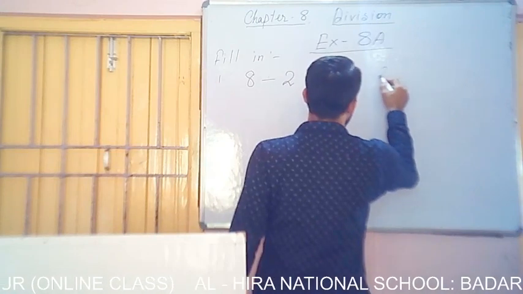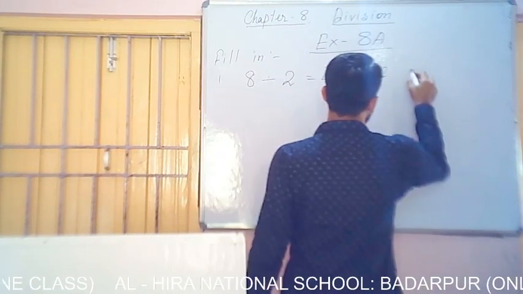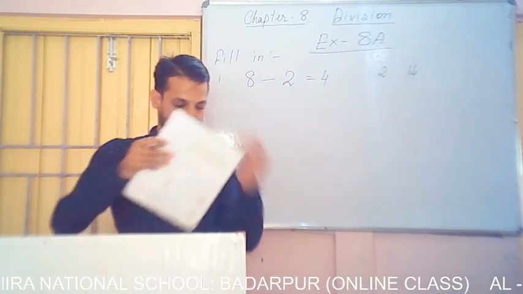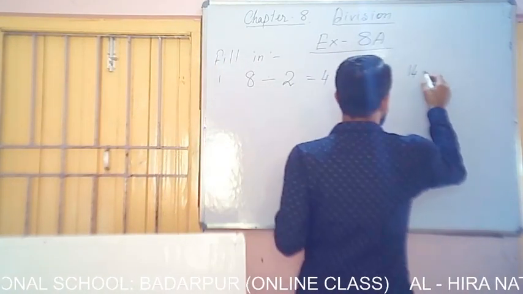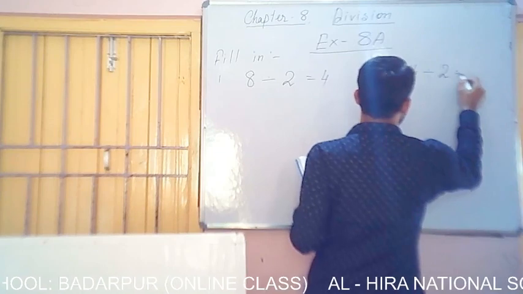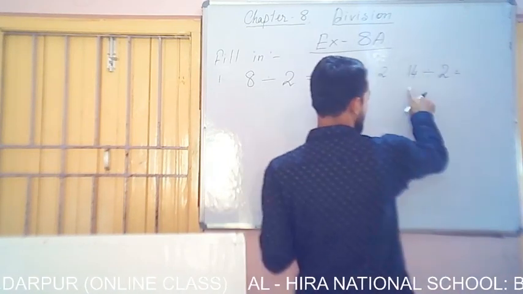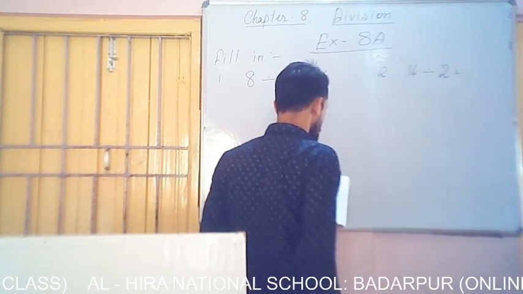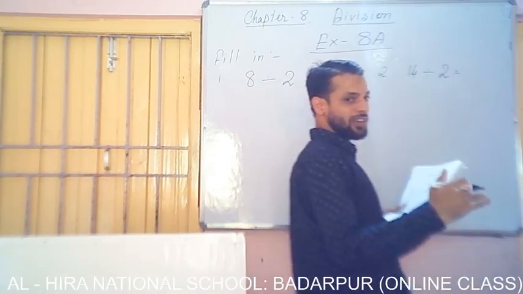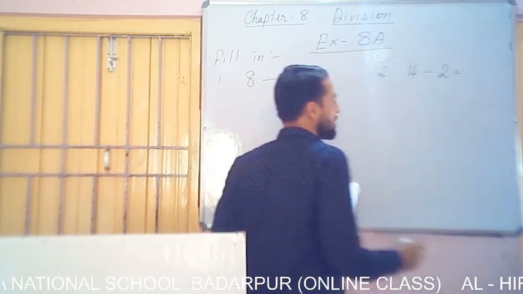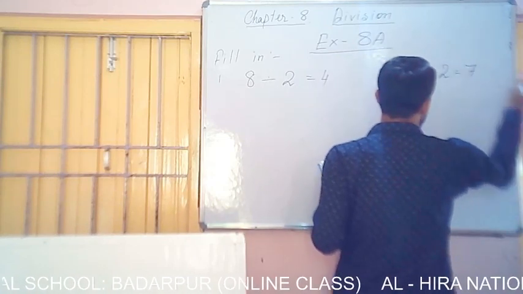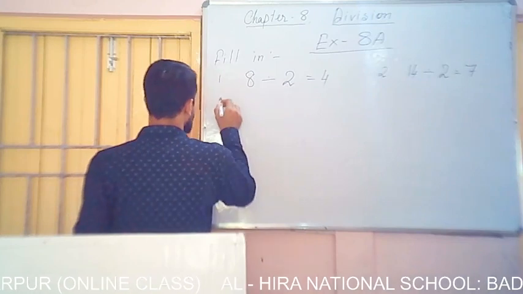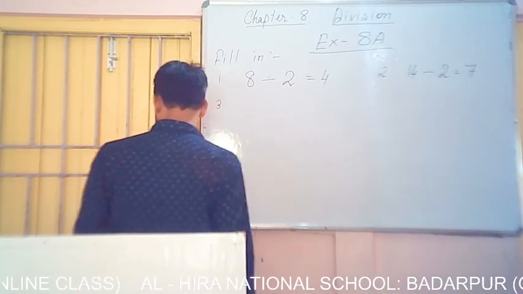Now question number 2, that is 14 divided by 2. Here also we have to divide 14 by 2, so we have to follow multiplication table 2. If we go through multiplication table 2, we'll get 2 sevens are 14. So here we have to write 7. So the next question you see, question number 3.